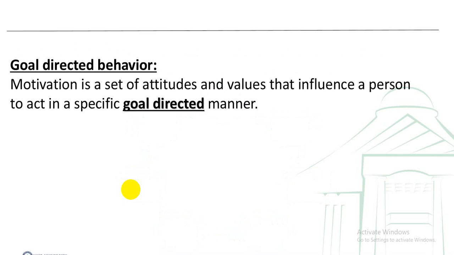And we have a key concept in motivation. It is referred to as goal directed behavior. We define goal directed behavior as a set of attitudes and values that influence the person to act or behave in a specific goal directed manner. So we can say that motivation is the desire to act in service of a goal. It is also a crucial element in setting and attaining one's objectives, and research shows that people can influence their own levels of motivation and self control.